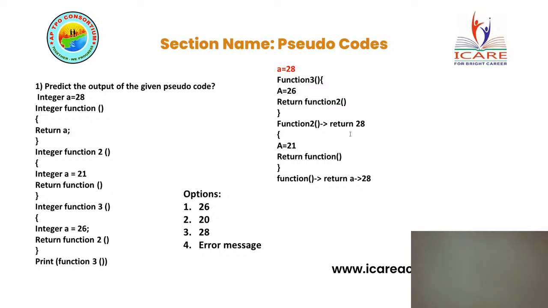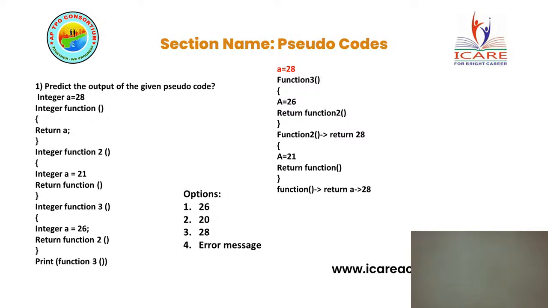Function 2 has been called within function 3. So again within function 3 there is a return statement, return function 2. We get the value of function 2 as 28. So whenever we are calling function 3, the return value is 28. So whenever we are printing the statement print function 3, we are getting 28. Within the options, the third option is 28. So the third option is the right answer.